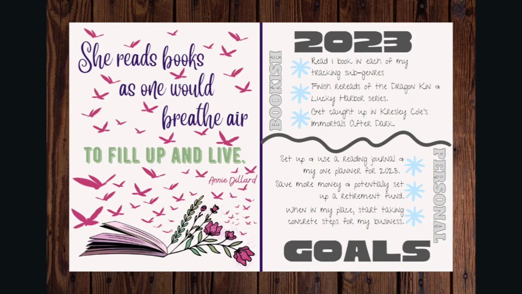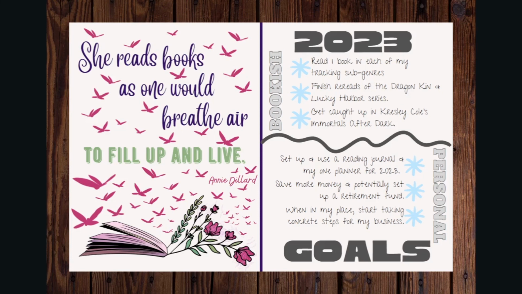Then my second bookish goal is to finish rereading The Dragonkin and the Lucky Harbor series. I have started my reread of the Lucky Harbor series. I've only read the first 2 books out of it, and it's like a 10 or 12 book series. So yeah, that's not going too hot, but maybe I'll try to really focus on those coming up. Or maybe I might say these goals are a wash and move on. I have not started my reread of the Dragonkin series as of yet.